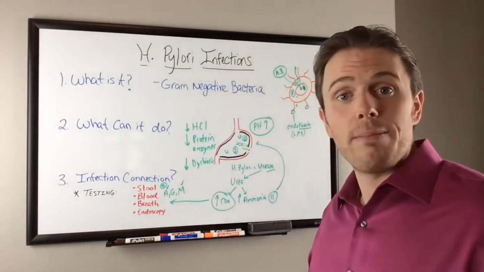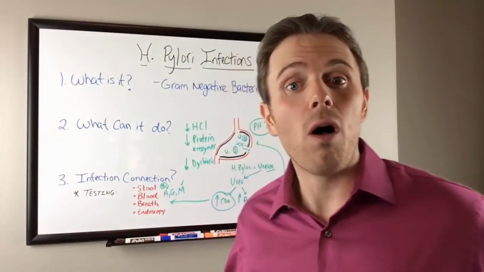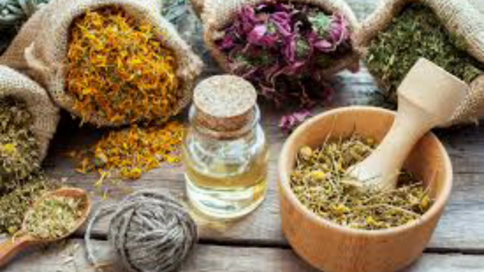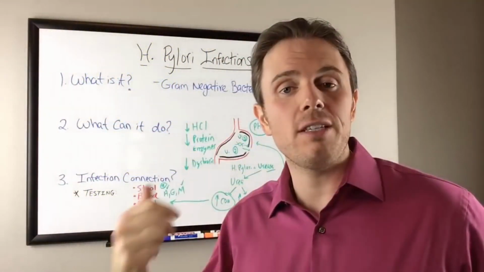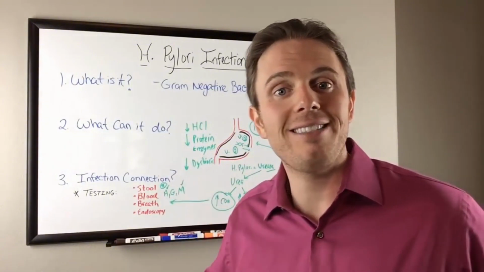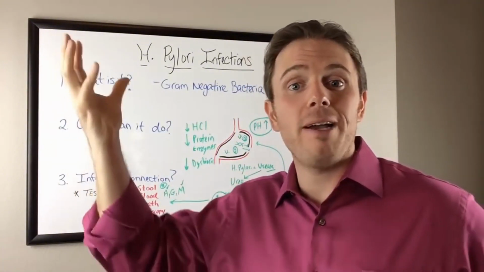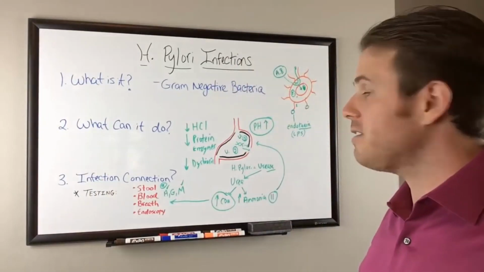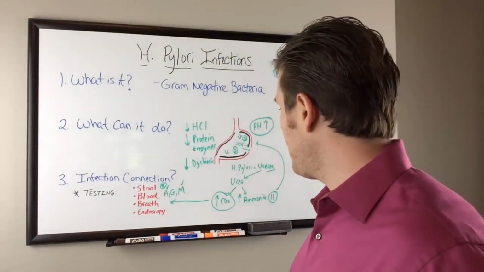So again, recap, gram-negative bacteria, two cell walls. Very hard to get over the moat and the drawbridge. Herbal medicines tend to do the best. What can it do? It decreases protein digestion, decreases HCl, and increases chance of dysbiosis and other future infections. Again, how we test for the infection connection is outlined here.